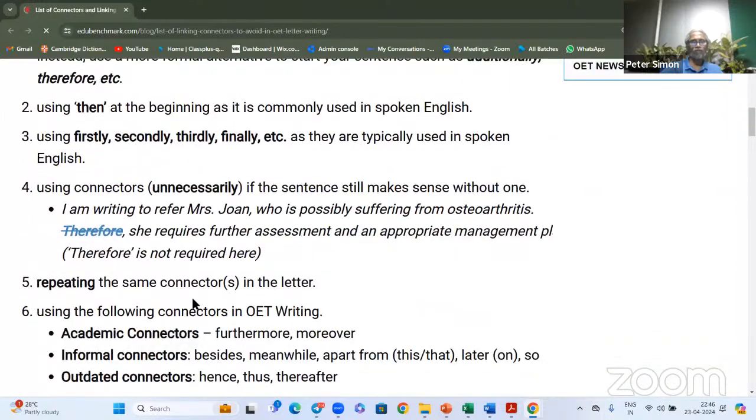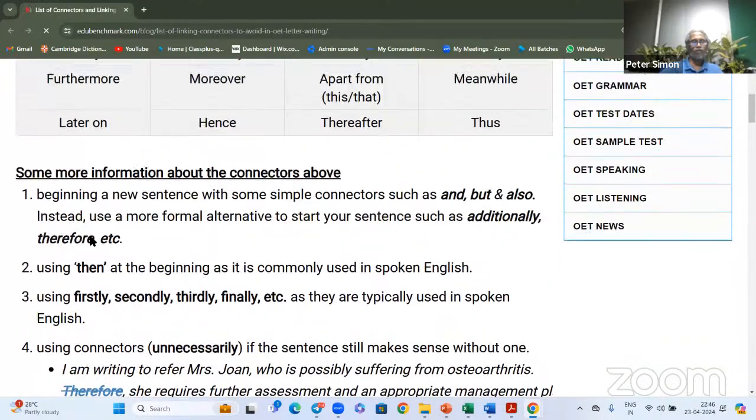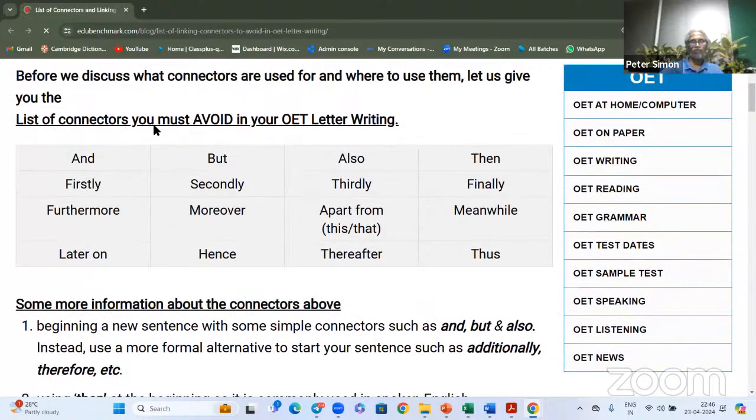Now you can see here a list of connectors you must avoid in your OET letter writing. You can see here "and" but also in the beginning with capital letters: firstly, secondly, thirdly, finally, furthermore, moreover, apart from, meanwhile, later on, hence, thereafter, this. You should not use them.